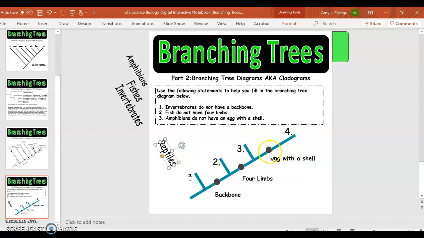And then we got eggs with a shell. Well, reptiles do lay eggs, most of them, not all of them. And so they're going to go over here near number 4, all right, where they have all of these characteristics. So now you got to figure out the other 3.